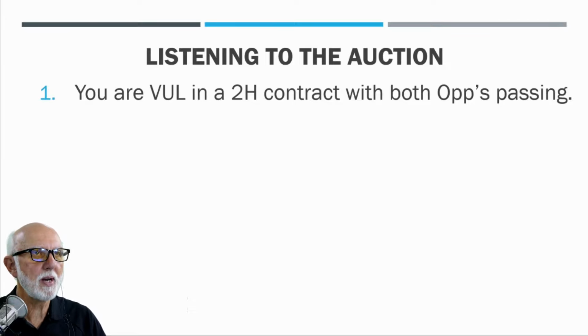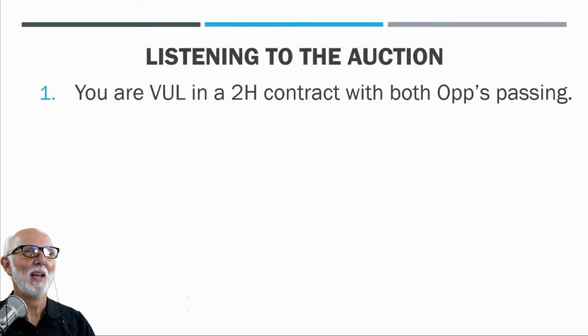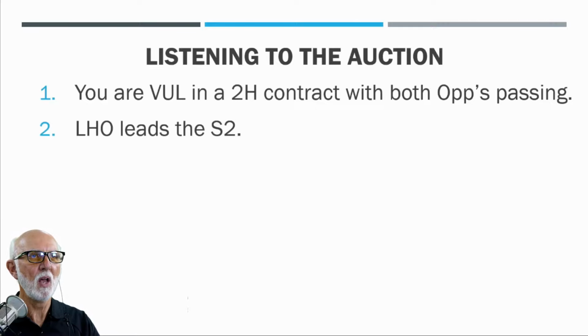So, okay, here we go. Another hand. You are vulnerable in a two-heart contract. And by the way, we're going to look at the cards in a minute. We're just getting warmed up here. Two-heart contract with both opponents passing. Okay. Opponent leads the spade 2.